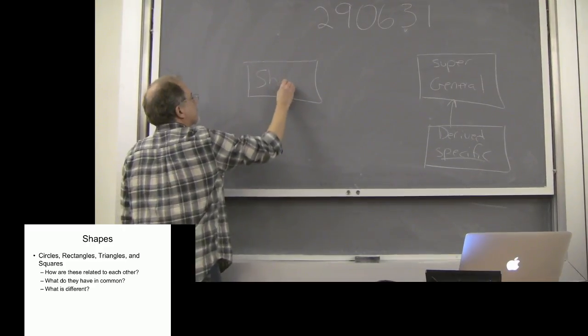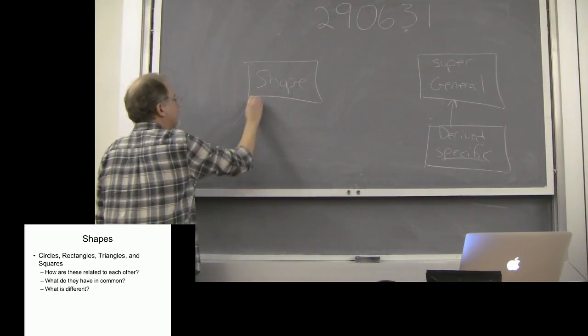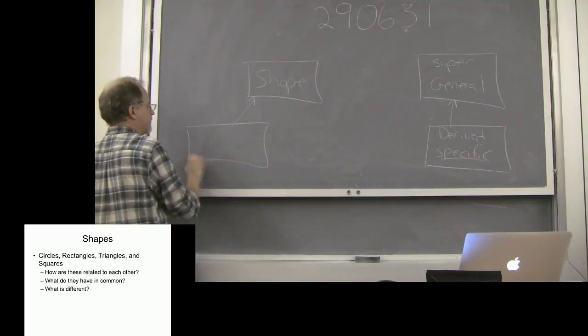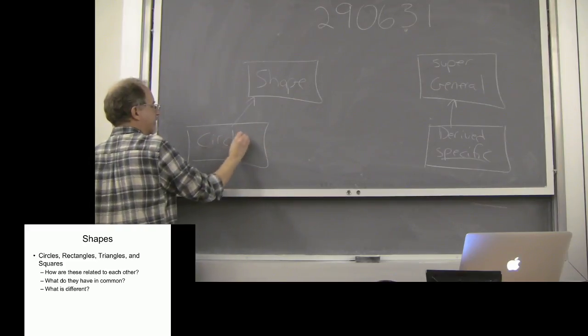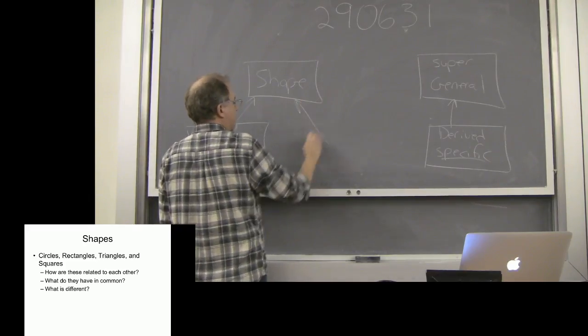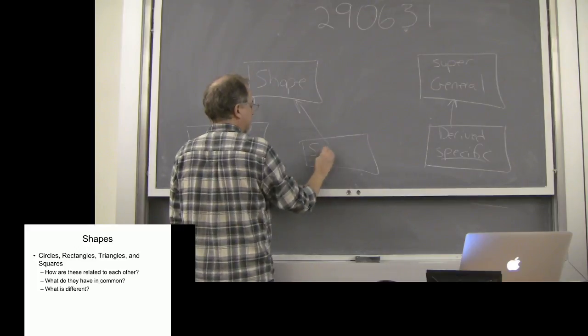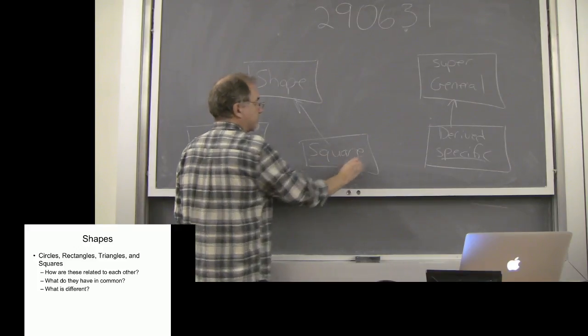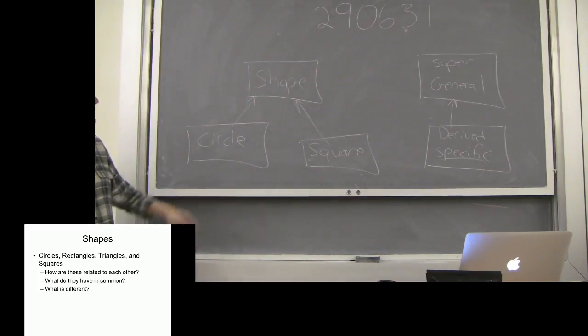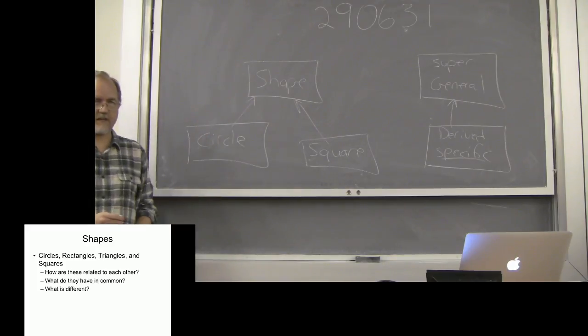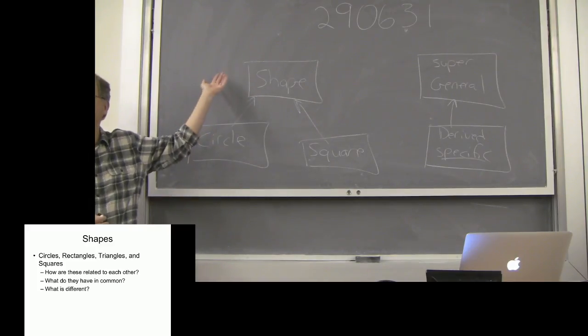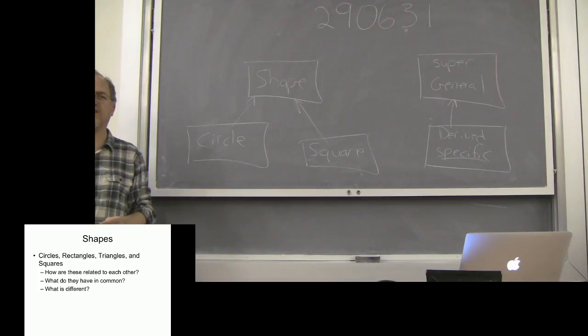shape, and make circle inherit from shape, and make square inherit from shape. Okay? Now, is there such a thing as a shape? Like if I said, I have a nice shape, tell me its perimeter, do you know how to do that?